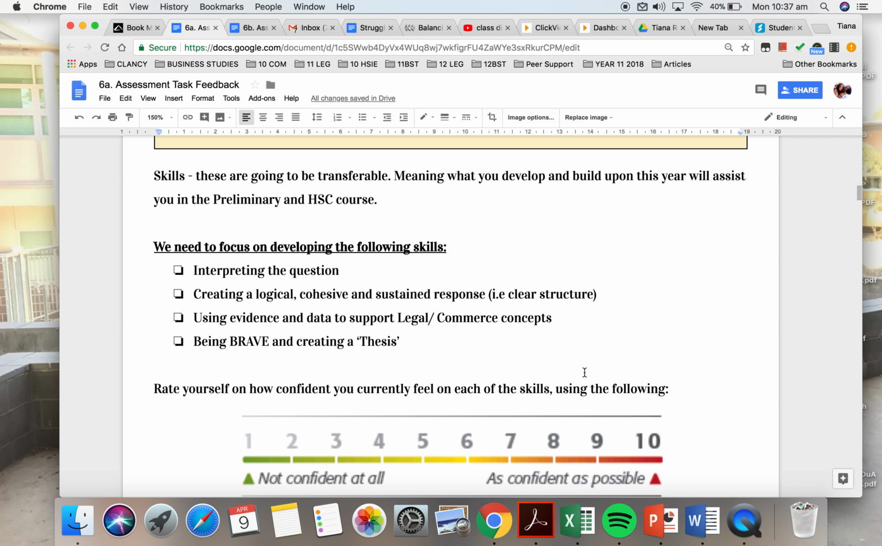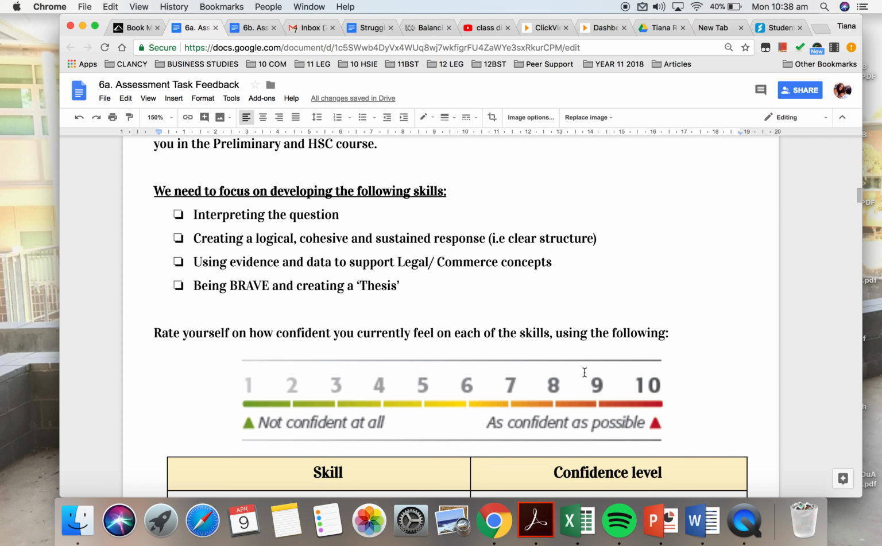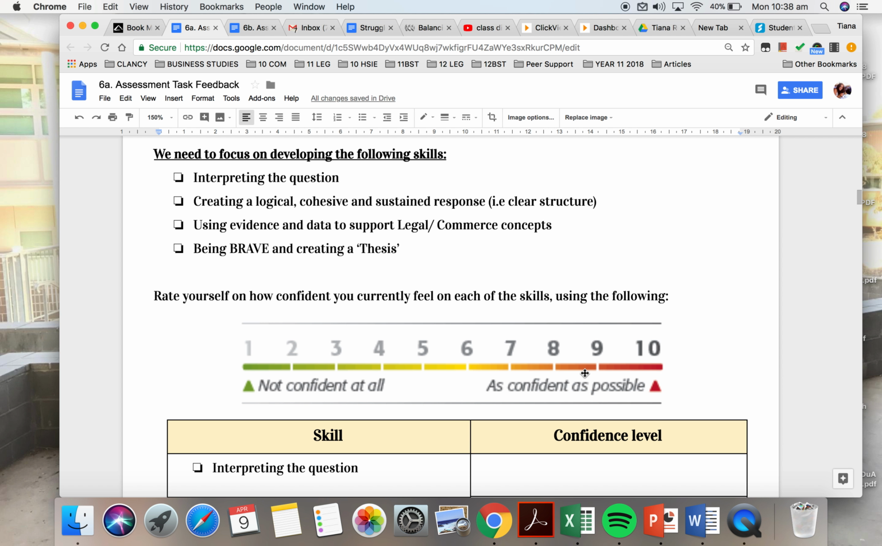That we use evidence and data to support your legal and commerce concepts. Okay, especially in HSIE subjects, you cannot provide an argument or a point or content without supporting that with evidence. Okay, and not hypothetical, so not made up scenarios. It needs to be real evidence. And being brave, creating an overall thesis in your introduction. Okay, what is the opinion that you have without saying, I believe or I feel, in your introduction, but putting that thesis in your response as clearly as possible and drawing back to that thesis throughout your response.